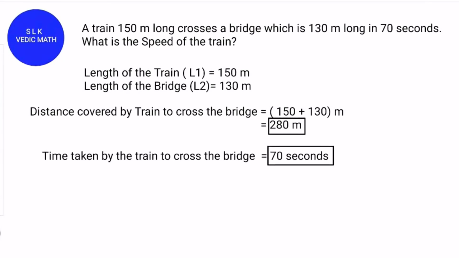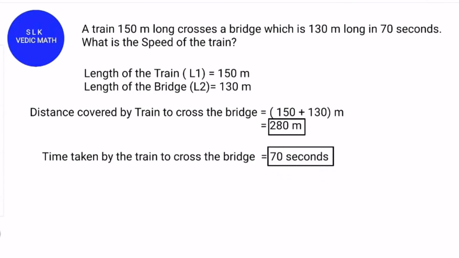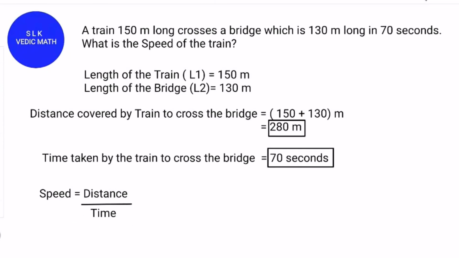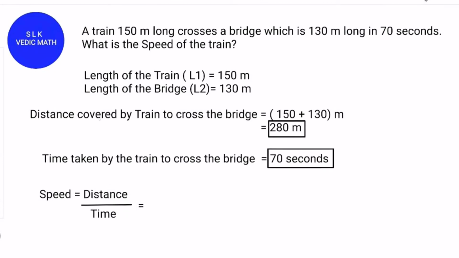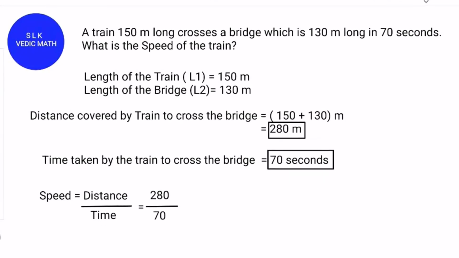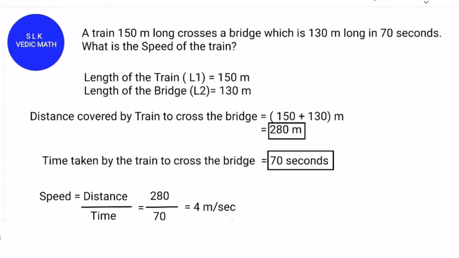Now, the time taken by the train to cross the bridge is 70 seconds. And speed is distance divided by time. The distance over here is 280 meters divided by the time. So the time is 70 seconds. So 280 divided by 70 is 4. So the speed of the train is 4 meters per second.